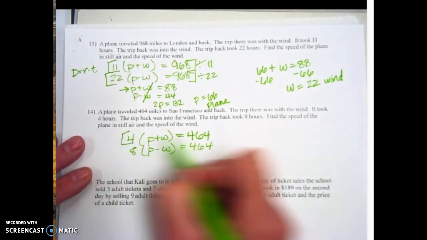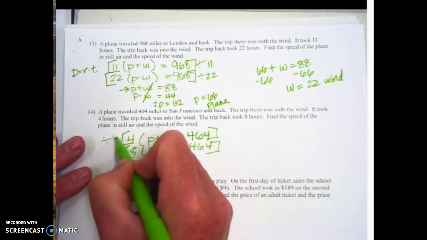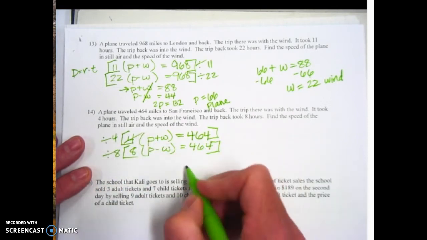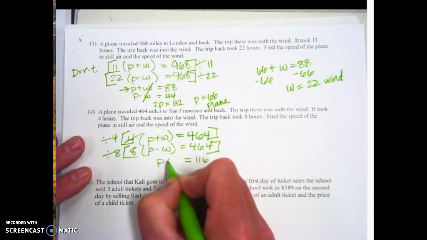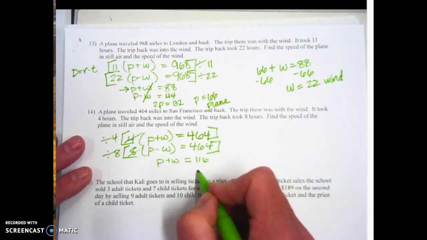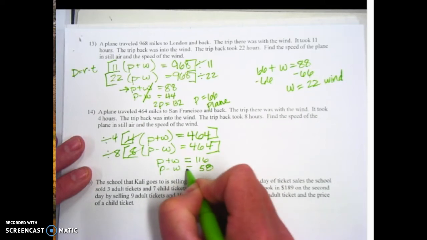I'm going to divide the first equation by 4, the second equation by 8. So the 4 cancels here. 464 divided by 4 is 116. And that leaves me with the P plus W. When we divide by 8, this cancels. 464 divided by 8 is 58. And that's our P minus W.